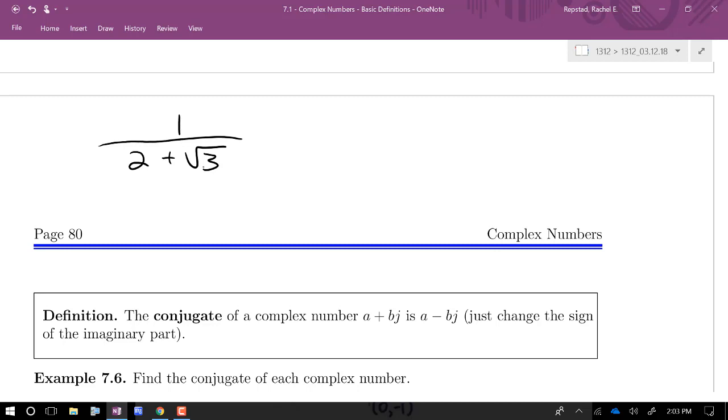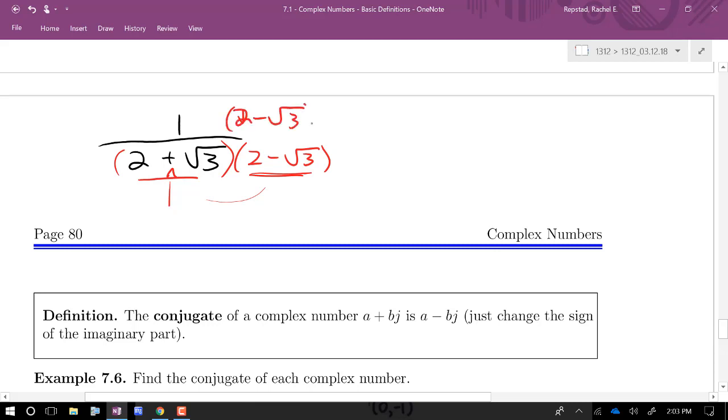2 minus root 3, and we had a name for that. This 2 minus root 3 is called the conjugate of this, right? What we get when we just change that from a plus to a minus. So conjugate really means the same thing. When we talk about the conjugate of a complex number, or the complex conjugate, we specifically mean we are changing the sign of the imaginary part.